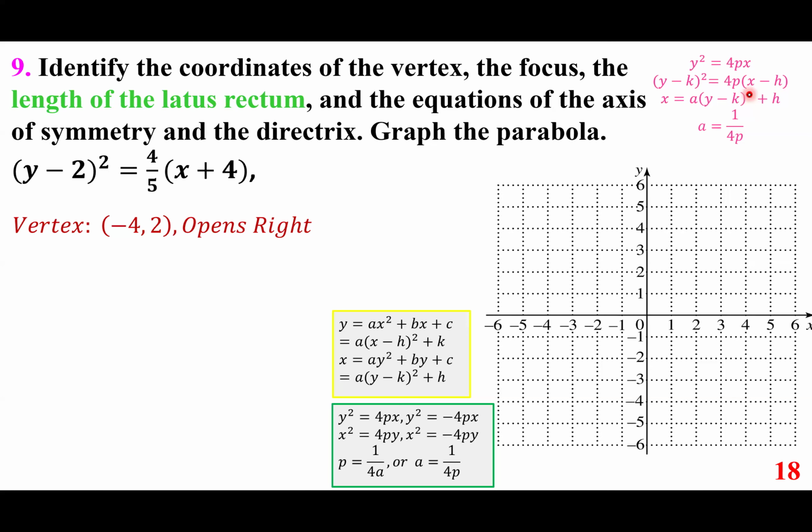Now, because it opens to the right, first the vertex is located at (-4, 2), and it opens to the right. I'm going to just draw something which is not right, just to give you an idea. So this is the vertex, and it's going to open to the right. It looks something like that. This is not to scale, this is not the correct one. I'm just making a point. Because it opens sideways, the axis of symmetry has the equation y equals 2.